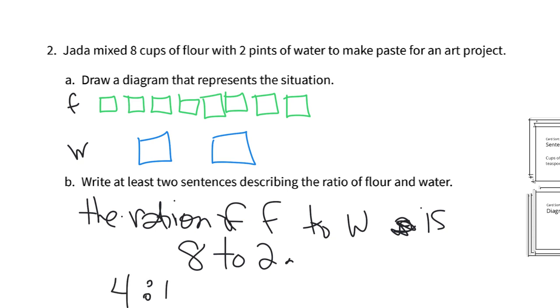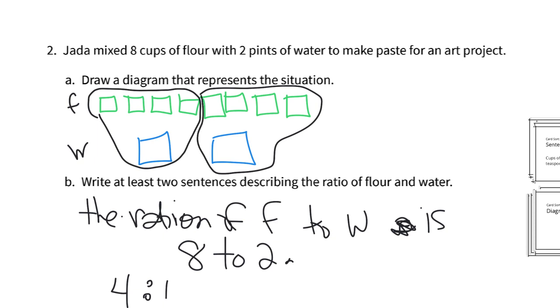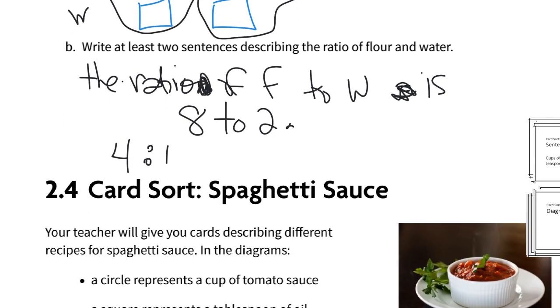We could have said the ratio is 4 to 1 because we can see that there's 4 flours for every 1 water. So there's a lot of statements we could have made right here. And parents and teachers, your job is to let students explore and try and describe as many relationships. And by the way, I just noticed I wrote the word ration. Should have been ratio. All right, moving on.